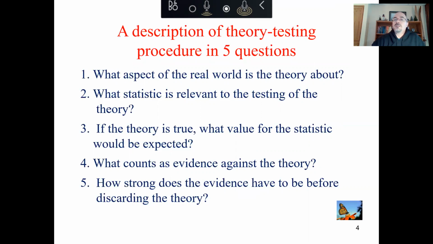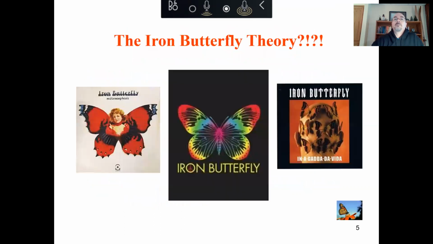5, how strong does the evidence have to be before discarding the theory? That's where you're picking out the alpha level ahead of time. Okay, how strong do you need that evidence to be before disregarding the theory?